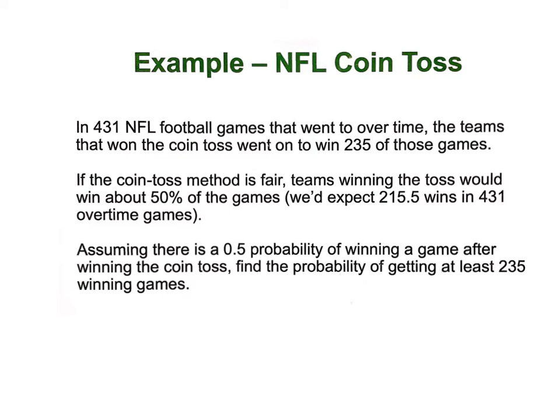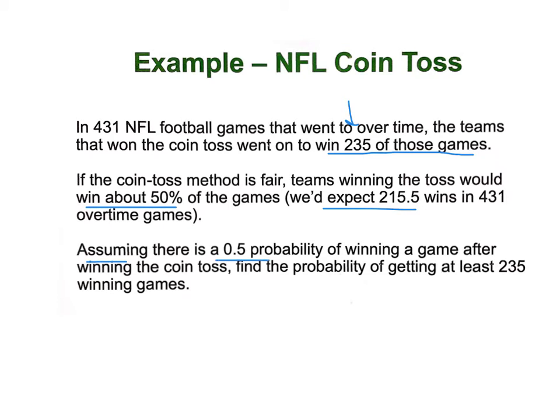In 431 NFL football games that went to overtime, the teams that won the coin toss went on to win 235 of those games. What they do is they toss a coin before each of the overtimes to see who gets the ball first. If the coin toss method is fair, teams winning the toss would win about 50% of the games. We'd expect 215.5 instead of the 235, which we're trying to figure out why that happened.